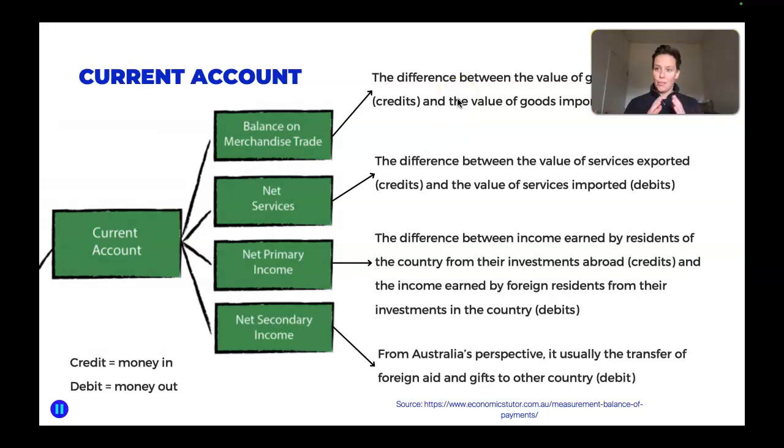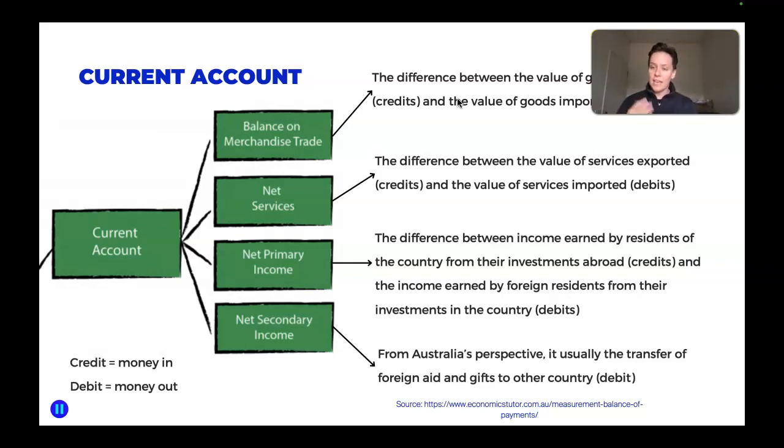Now, let's apply the terms debit and credit for a moment. If you're exporting a product, the money is flowing into your country, so you're dealing with a credit. Whenever you talk about exports, you are talking about credits. We like to refer to these as export credits. It insinuates that the money is being received by Australia.